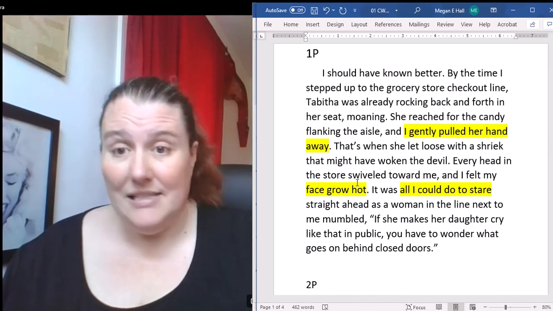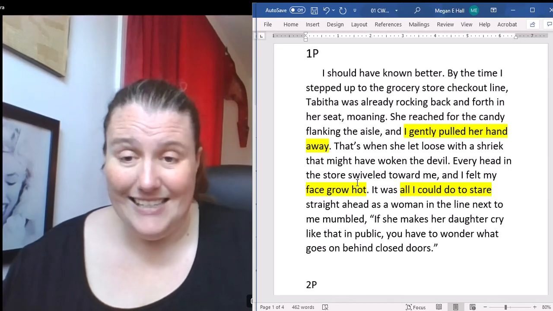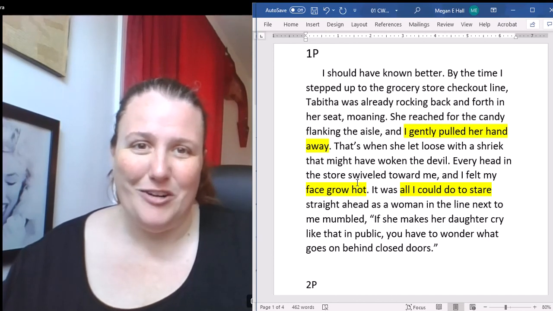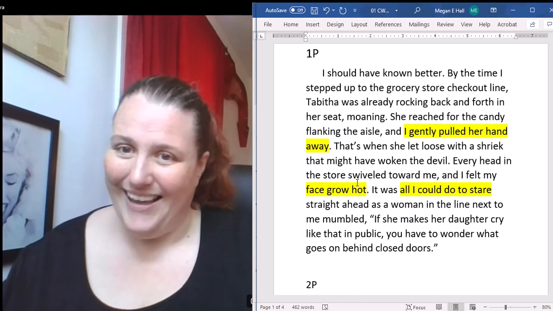And our examples for this week have to do with consistency, so make sure that you watch those because I think they can be really helpful in learning why consistency is important and how to make sure your point of view, whatever you pick, is consistent.